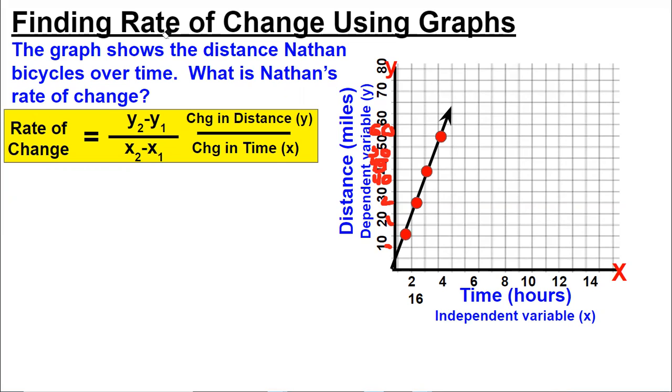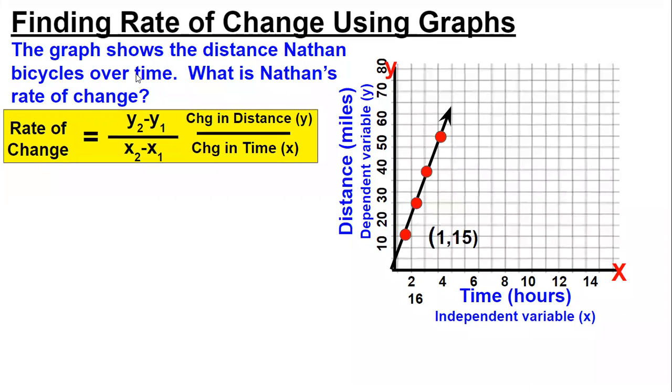So again, the rate of change is y2 minus y1 over x2 minus x1, which is the same as saying the change in the distance y divided by the change in the time x. Another way of writing change in mathematical language is to draw a triangle. This means change. Change in distance over change in time. Okay, so let's figure it out.